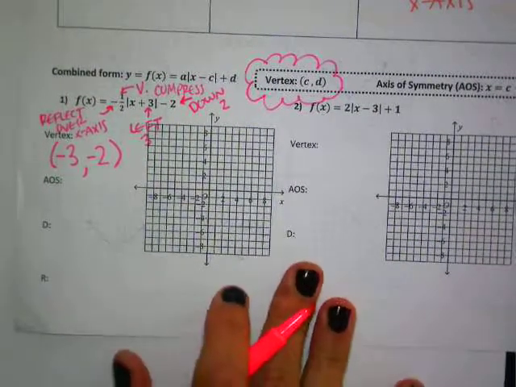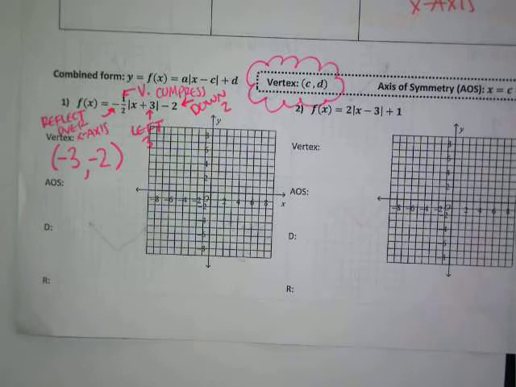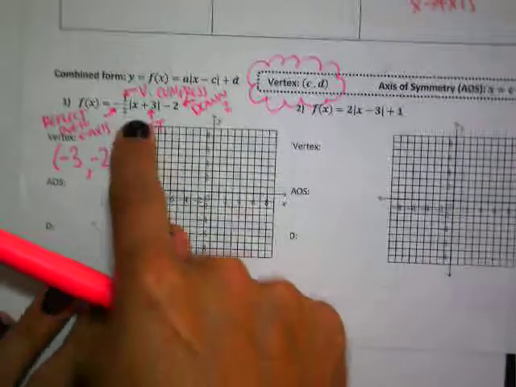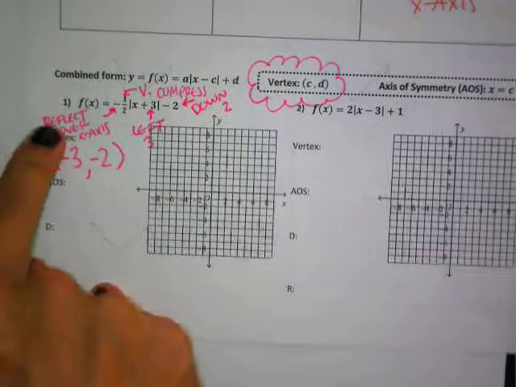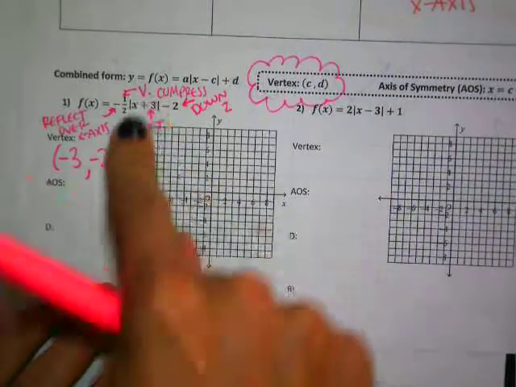All right. The negative is a reflect. It's its own separate translation. So the negative is the reflect over the x-axis. The 1/2 is the compression. The 3 is the left 3, and the 2 is the down 2. So every number is going to be a different translation. So when you're going through, just hit everything. The negative is a reflect. The 1/2 is a compress. The 3 is left 3. The 2 is down 2.